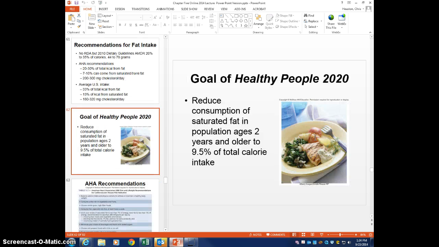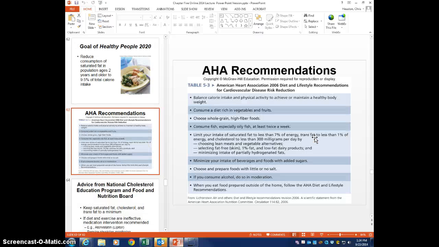And again, in the Healthy People objectives of 2020, we want to reduce the intake of saturated fat to 9% of calorie intake. But if you look here at the American Heart Association recommendations, they really want that saturated fat to be less than 7. And right now it's over 10. So Americans are eating too much saturated fat, which really shows they're eating too much animal proteins.